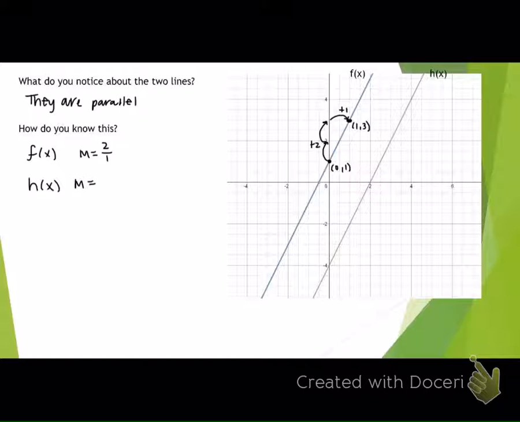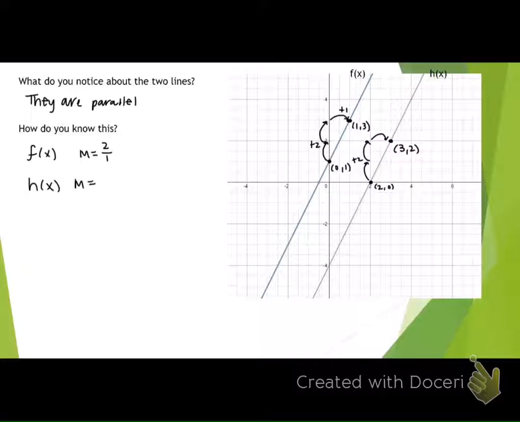Very good. So the next one has a point here at (2, 0) and another point here at (3, 2). So this goes up 2 over 1.